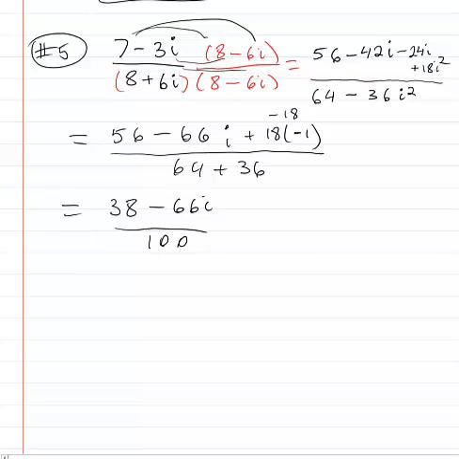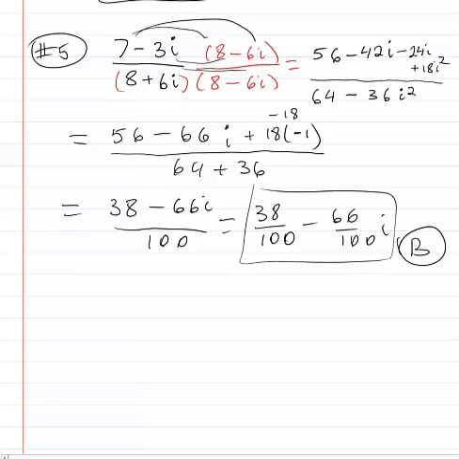Okay, so if we reduce this, we're gonna get 38 divided by 100 minus 66 over 100i. And that will give us choice B if you reduce it, right? You will have 19 over 50 and minus 33 over 50i. We want to always leave our answer in the form a plus bi. That's why you needed to break it down on the last step.